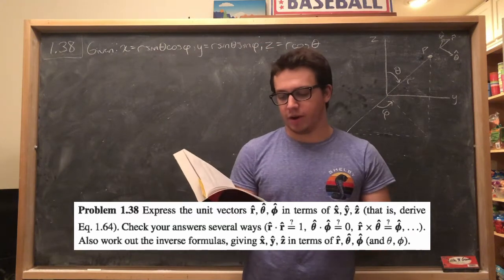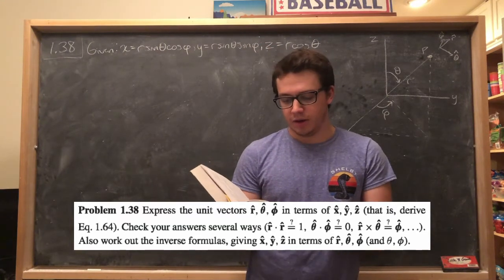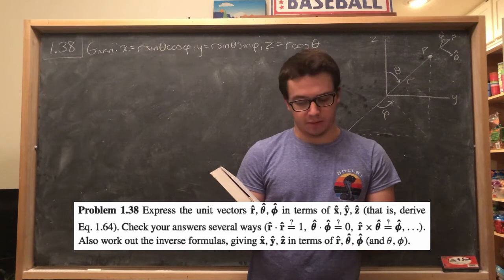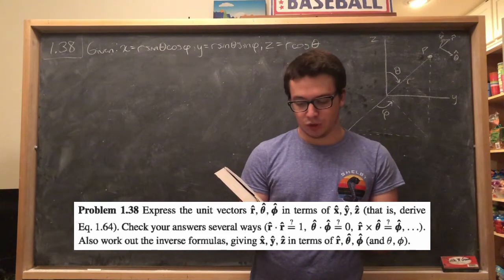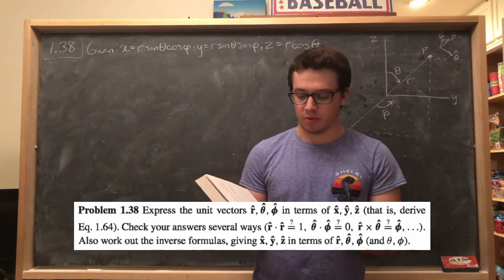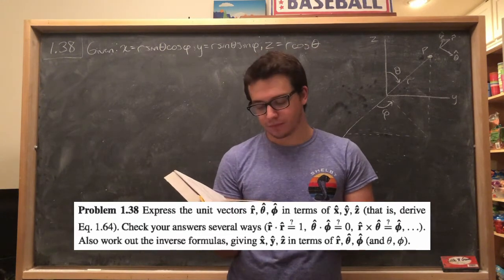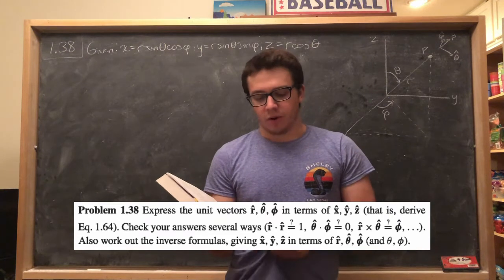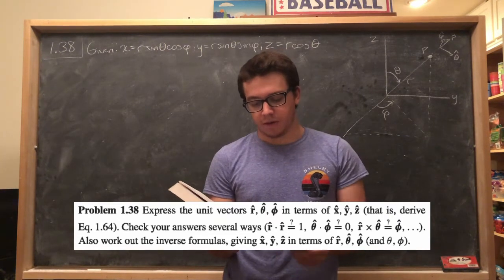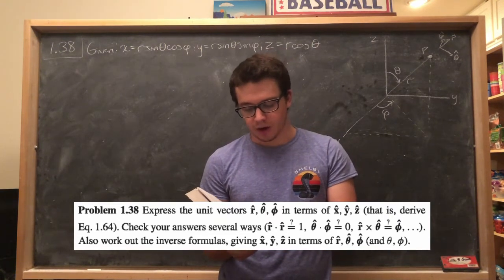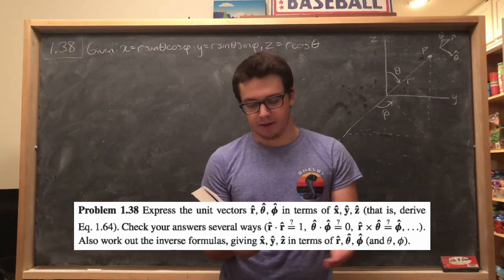For example, the dot product of the r hat should equal 1. The dot product of theta hat, phi hat should be 0. Is the cross product of r hat and theta hat, phi hat, etc. Also work out the inverse formulas giving x hat, y hat, z hat in terms of r hat, theta hat, phi hat, and theta and phi.